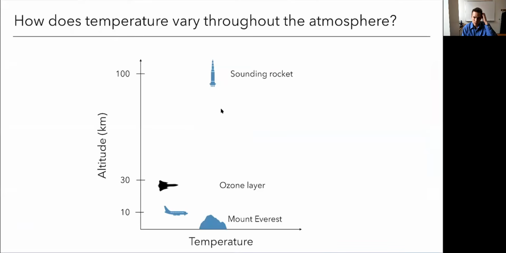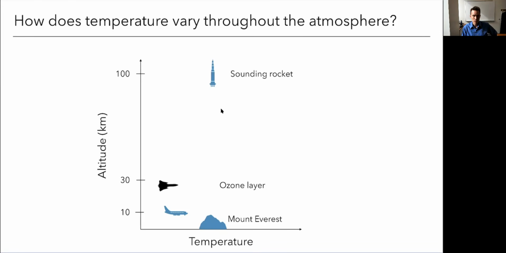And just for interest, you can see a few items there, like Mount Everest or the typical cruising altitude for commercial aircraft, another height for supersonic aircraft, and then 100 kilometers is the Kármán line. It's the edge of space, if you will. Of course, there's no real edge, but just a typical reference point.